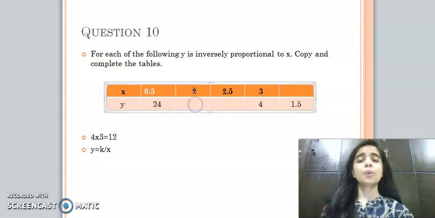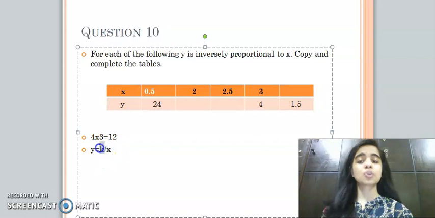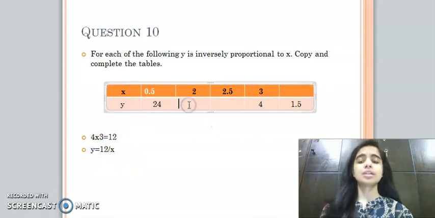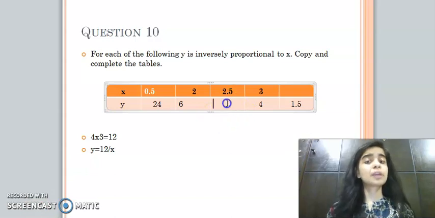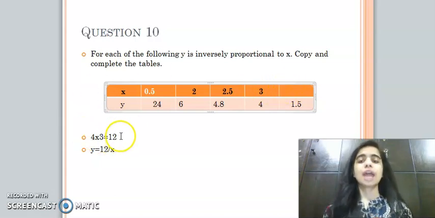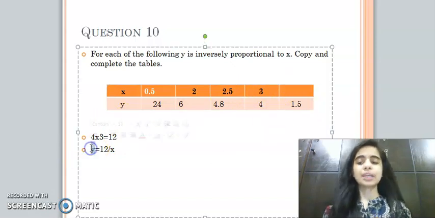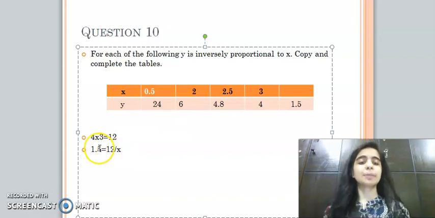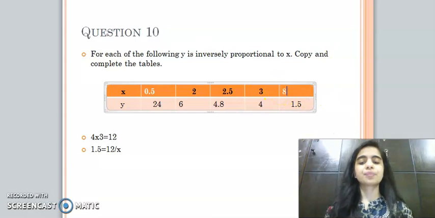Then over here, when X is 2, since K is 12, 12 divided by 2 will give me 6. Then X is 2.5. So 12 divided by 2.5 will be 4.8. So the answer is 4.8. And then coming to this one, my Y value is 1.5. So over here, I'll place 1.5 and this will be 12 divided by 1.5 to find X. What is 12 divided by 1.5? That is 8. So my answer will be 8.